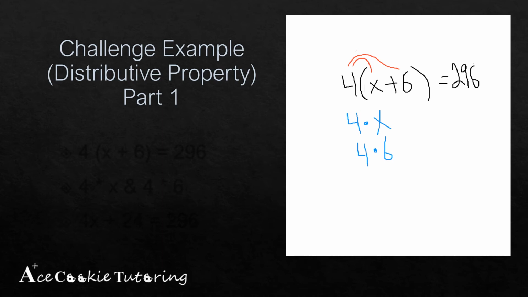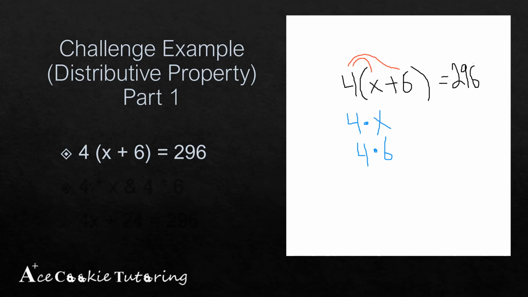Alrighty, I hope you have those examples down, because this next example is probably the hardest one in the whole presentation. I'm going to consider it the challenge example. So depending on your age or the grade level of your student, they might or might not be ready for this example, your kiddos. So it is going to involve the distributive property, and our example here is 4 times (x plus 6) equals 296.